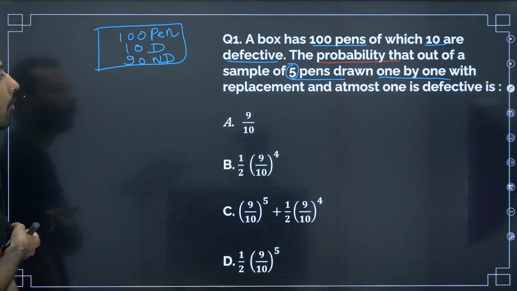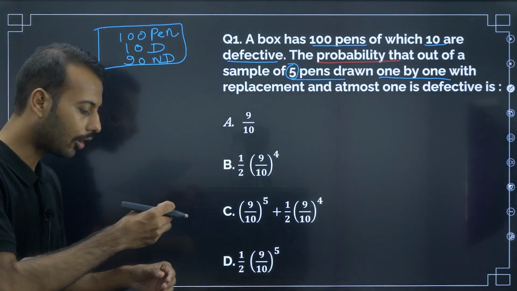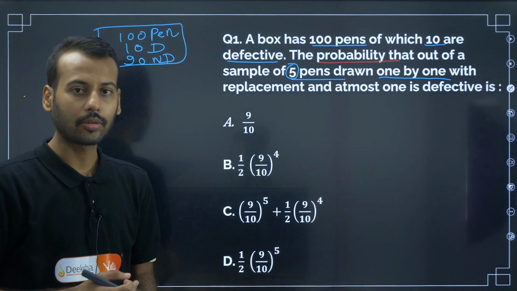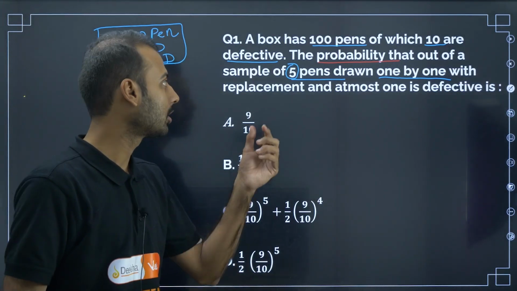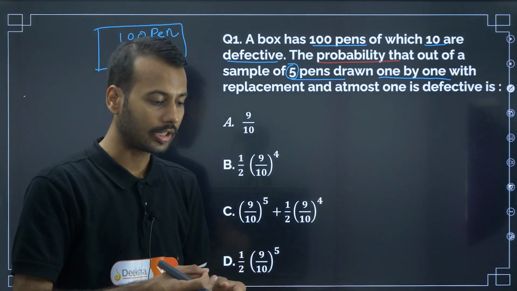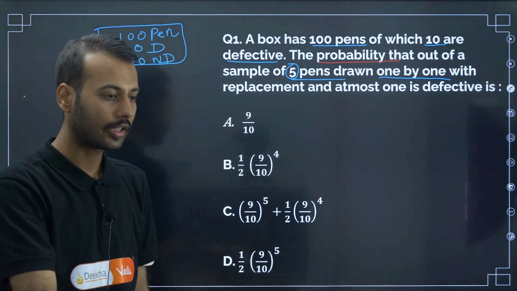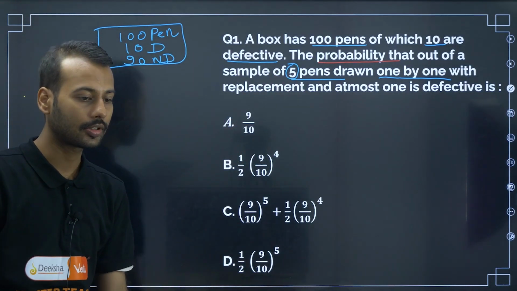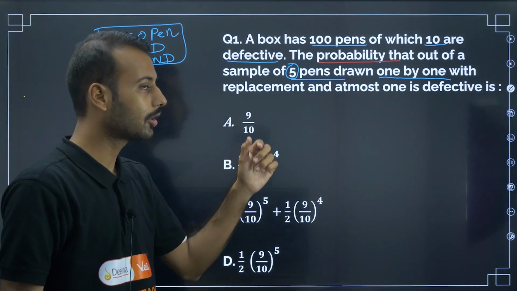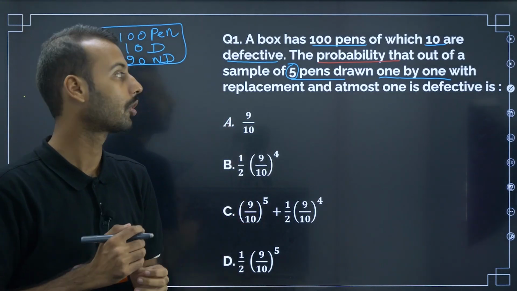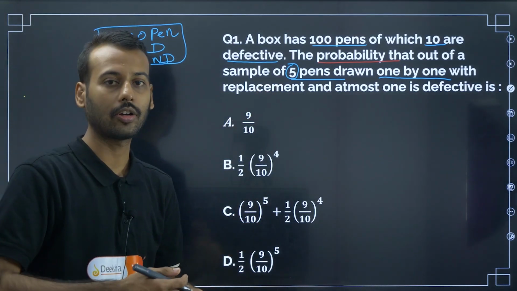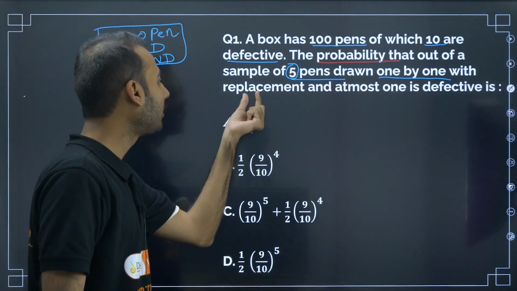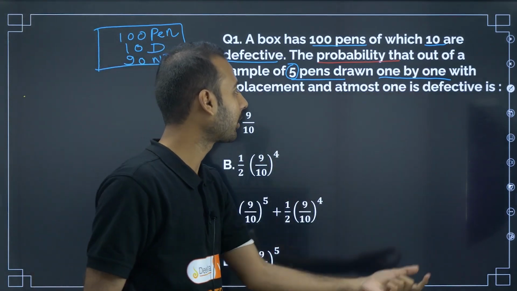With replacement means one pen we have drawn and then we have kept back. Again one more pen we have drawn, again we are keeping it back. Try to recall the concept: 5 pens drawn with replacement means one pen we have drawn, again we are keeping it back, again we are drawing one pen. Now we are doing this 5 times. One concept, the Bernoulli trials concept, should come to your mind at this point, because repetition of an experiment we do in Bernoulli trials. So drawn one by one with replacement and at most one defective.